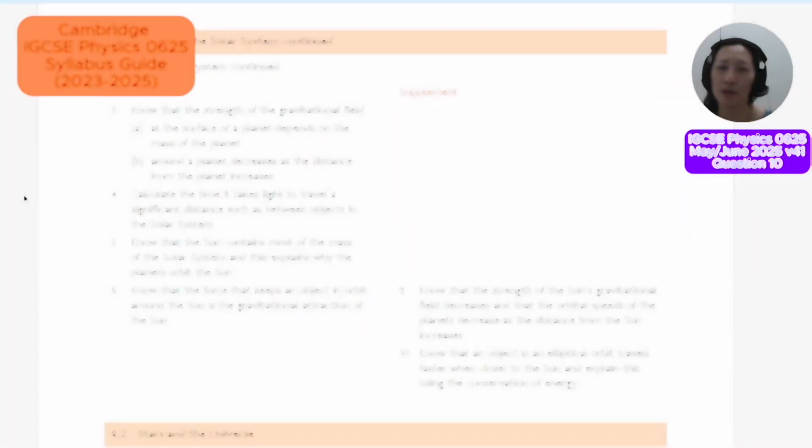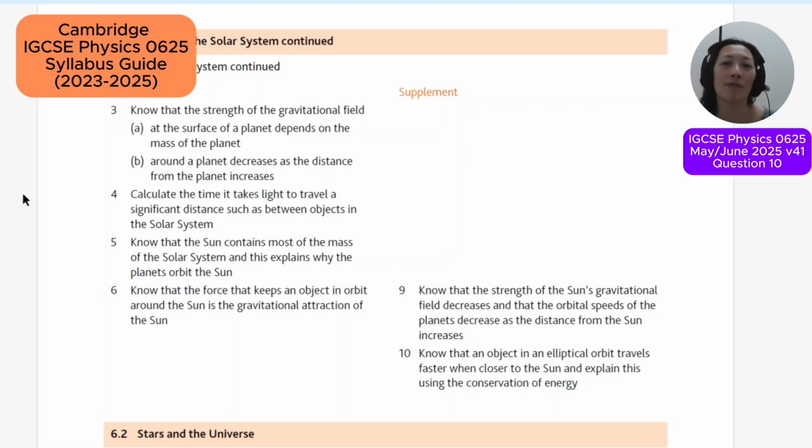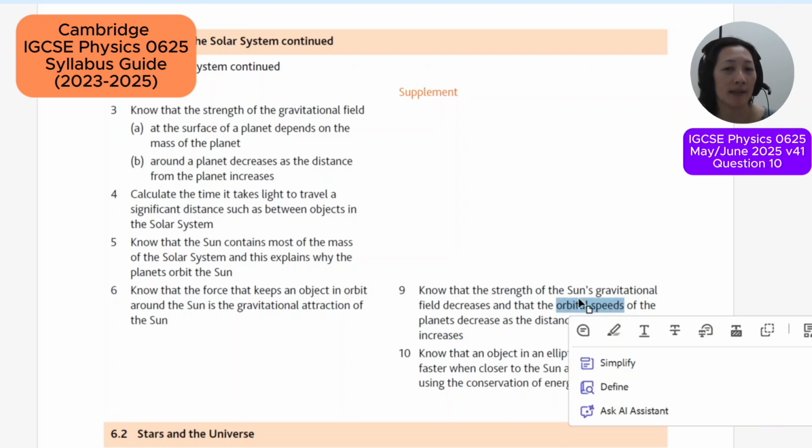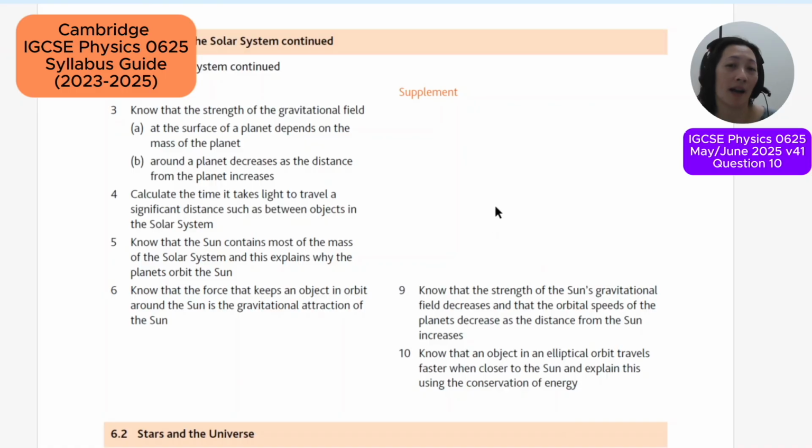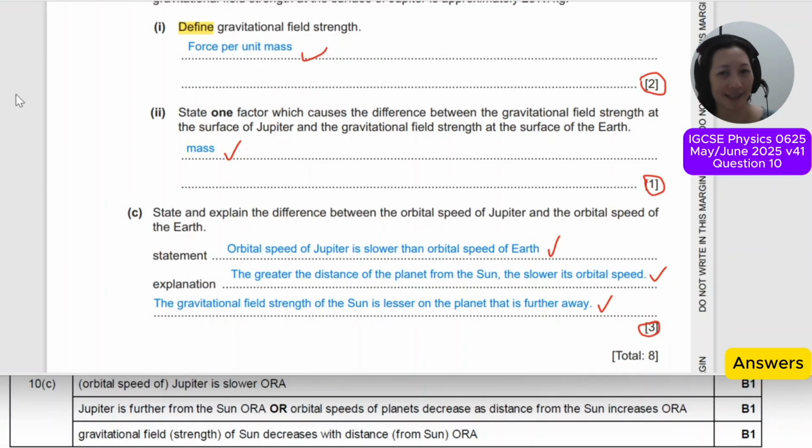So if you're wondering why there are those 2 reasons for that question, let's review the syllabus guide. As you can see here, it's written, you need to know that the strength of the Sun's gravitational field decreases and that the orbital speeds of the planet decrease as the distance from the Sun increases. So you can see that statement number 9 here provides 2 answers for that question because it's related to the orbital speeds. So that's why those are the answers you're expected to write for that question. And that's how you answer question 10.